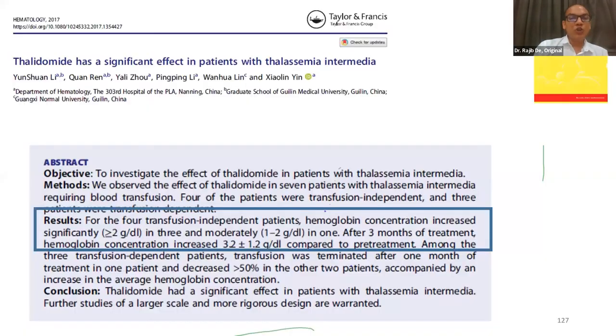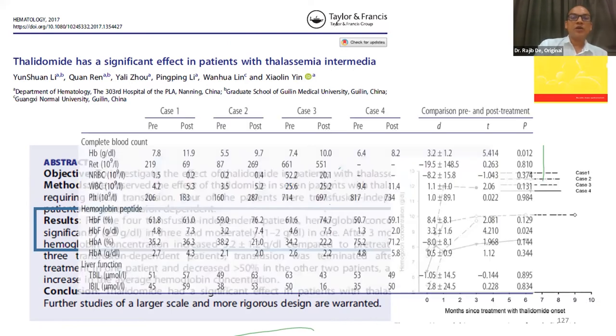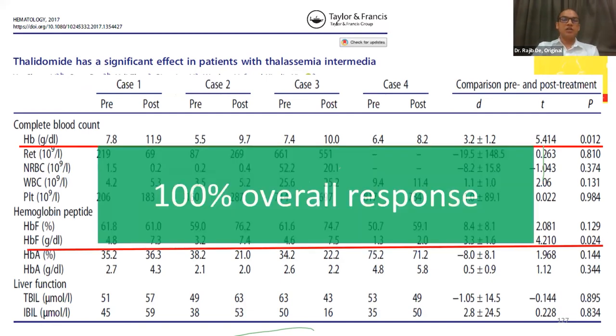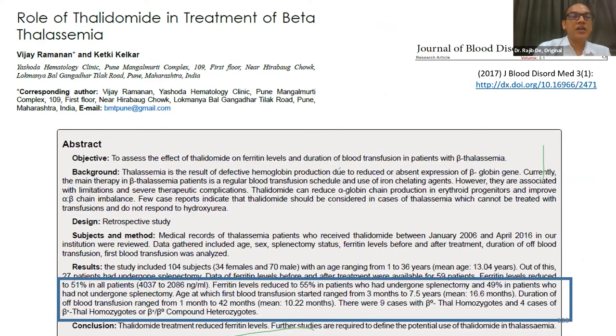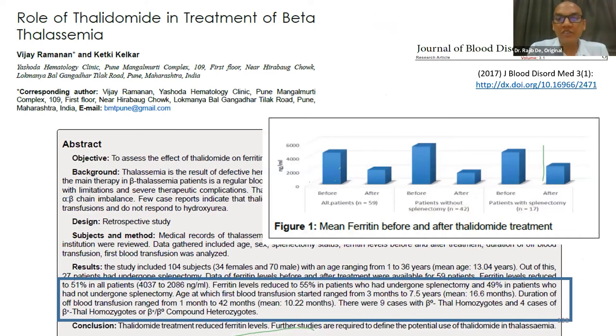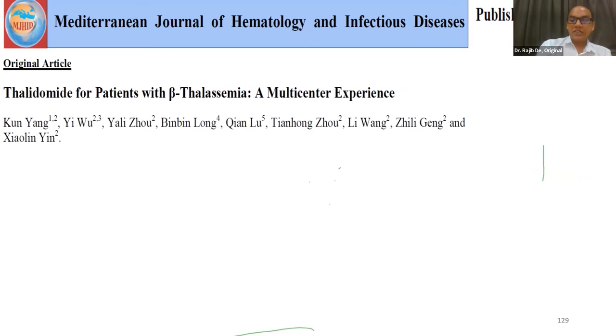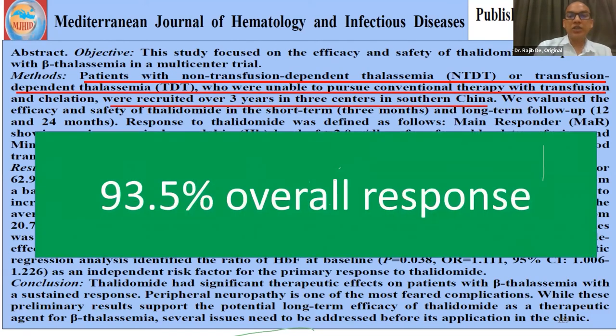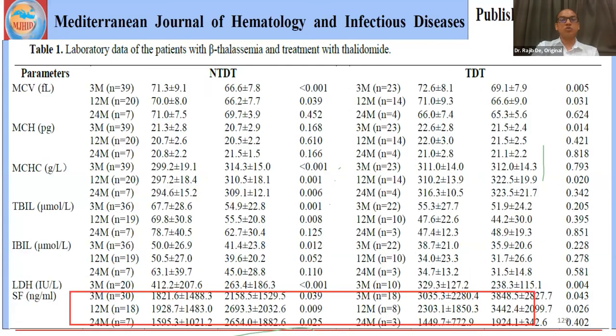And there are some thalidomide studies also, internationally as well as in different parts of India, which showed that thalidomide is also important in inducing HbF as well as in increasing hemoglobin values. This is a study by Vijay Ramanan, who showed the improvement of HbF level and hemoglobin level after giving thalidomide in beta thalassemia major patients. And in this multicenter study using thalidomide in NTDT patients, it was shown that thalidomide can cause Hb increase as well as HbF increase. So a lot of studies are there, so I'm not going into detail.